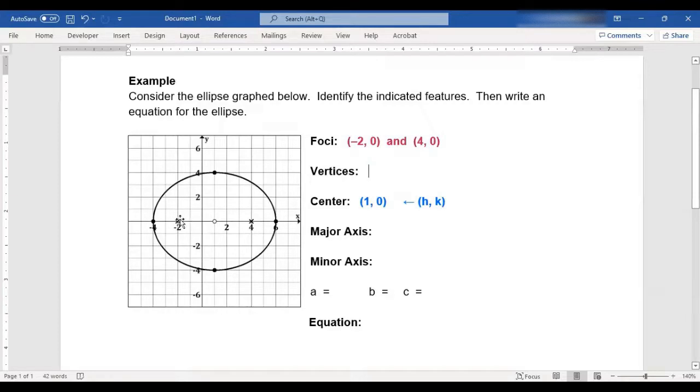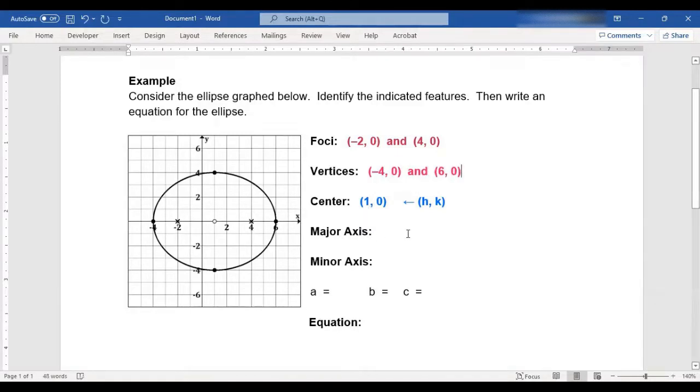If I didn't have the foci here, what I would do is I'd count up to this point here. So that would be 1, 2, 3, 4. And then I would count over to this point, 1, 2, 3, 4, 5. So since this one is longer, that's telling me this is our major axis. And so that's telling me where the vertices are. So my vertices are at -4, 0 and 6, 0.